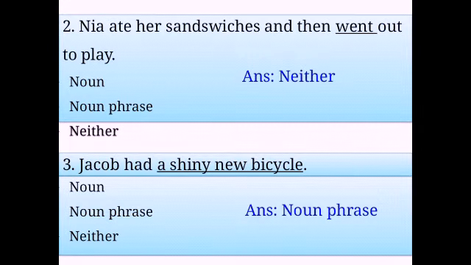Nia ate her sandwiches and then went out to play. Is it a noun phrase, or neither? Went. It is a verb, so it does not come in any of the categories, so it is neither. The answer is neither. Jacob had a shiny new bicycle. A shiny new bicycle is the underlined thing given. So what is it? Correct. Very good. It is a noun phrase.